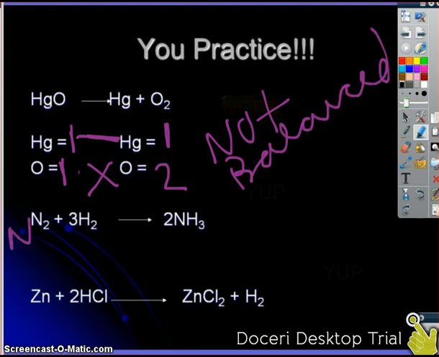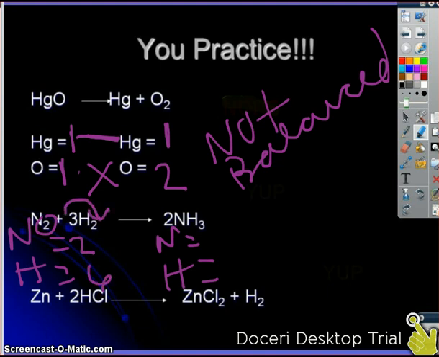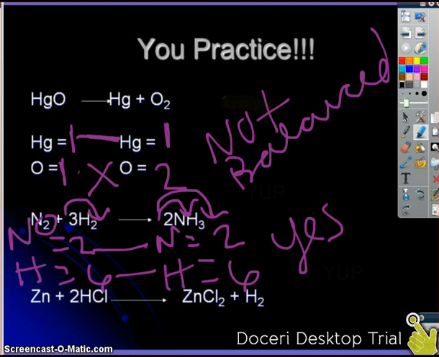Start with the second one. Okay, we have 2 nitrogens. We multiply out. We have 6 hydrogens. Multiply out here. We have 2 nitrogens, 6 hydrogens. So we match here, and we match here. So yes, it is balanced. It follows the law of conservation of mass because the same amount we have here is the same amount we have over here. It does not look the same on either side, but it's the same amount. And we'll do our last one.